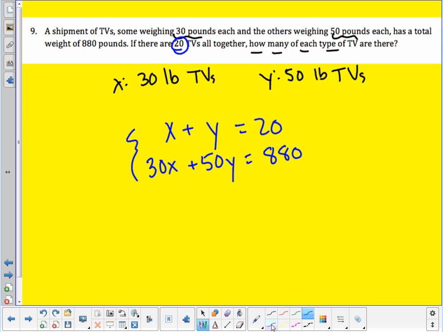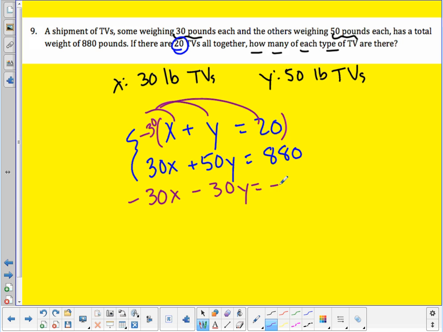Okay, so the next thing I want to do is set it up so that I can eliminate one of the variables. This top equation is going to be really helpful for me because these two variables have a coefficient of 1. So I know that I can very easily cancel them. I'm going to take this top equation and multiply it by negative 30. And don't forget that goes all the way across to all three parts. So I have negative 30x minus 30y equals negative 600. The bottom equation I'm going to leave the same, so I'm done with that one.